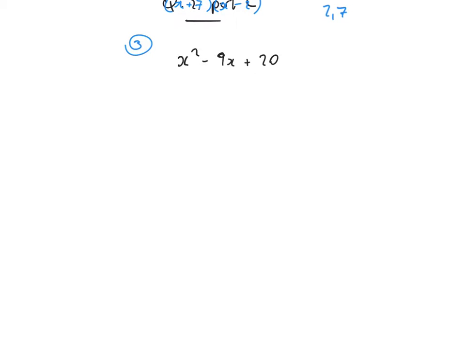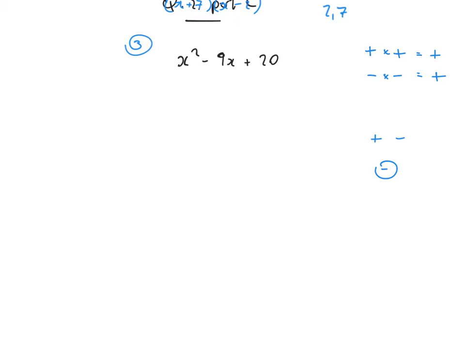Now this time we're looking for two numbers that multiply together to give plus 20 and add together to give minus 9. The product, that's the result of multiplying, is 20. It's a positive result. A positive result can only ever come from two pluses or two minuses, because if you've got a plus and a minus and you multiply them together, you always get a minus. But a plus times a plus gives a plus, and a minus times a minus will still give a plus.